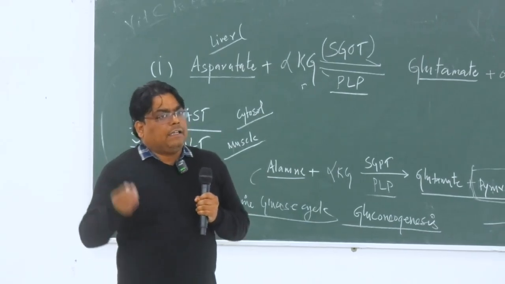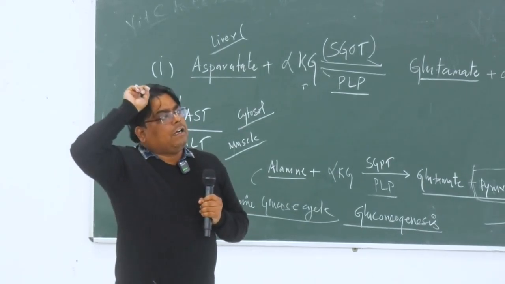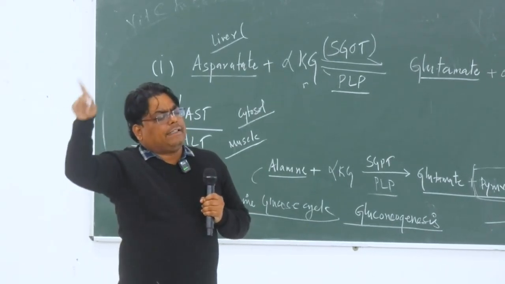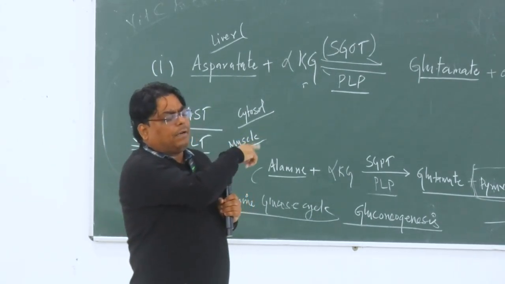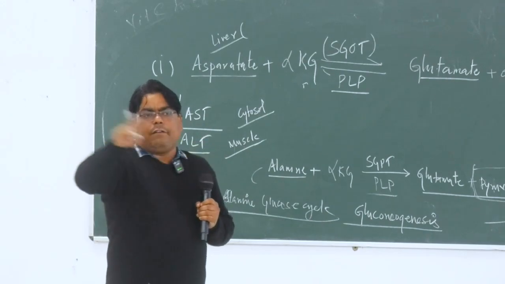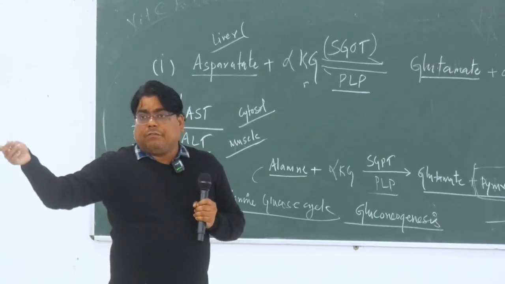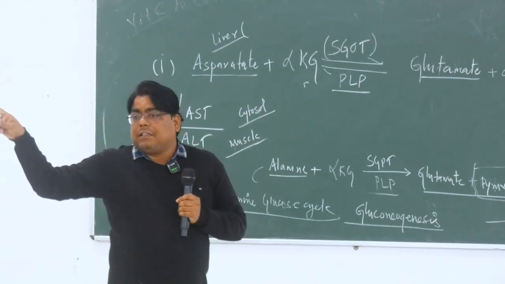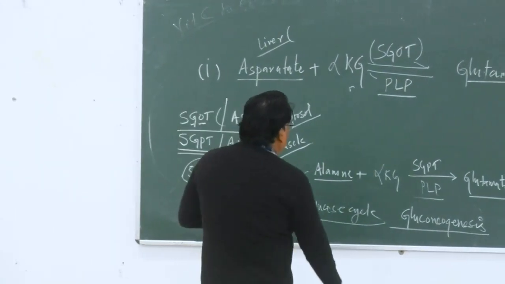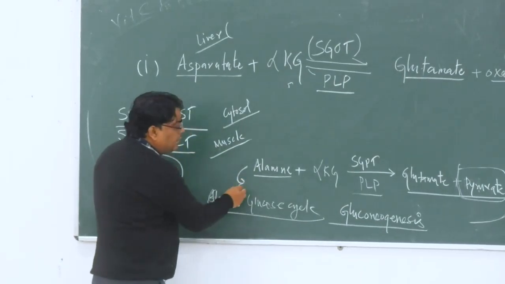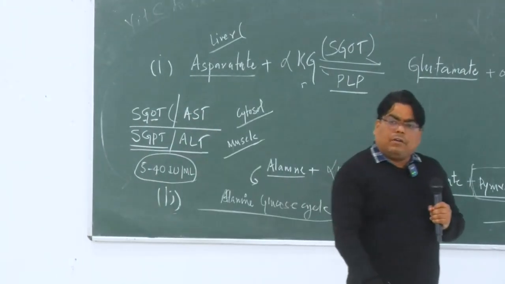How will you write it? For SGOT, also called AST, you will write aspartate plus alpha ketoglutarate, which gives glutamate plus oxaloacetate. Same as in the second reaction, you will write alanine.